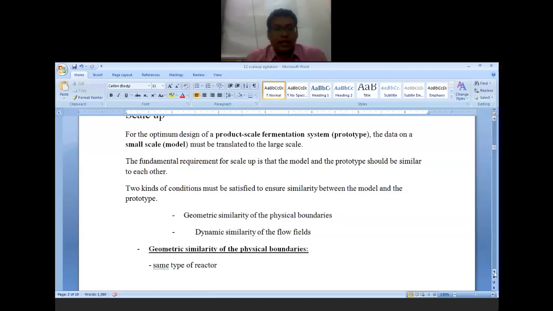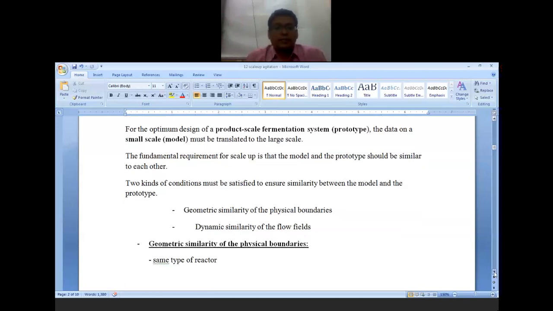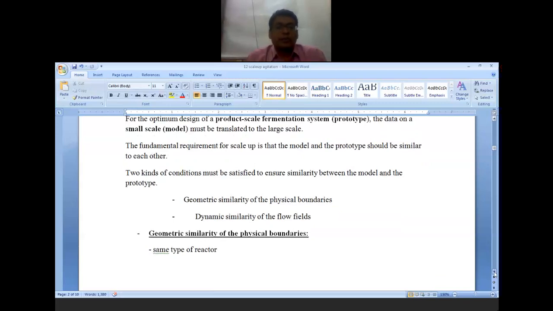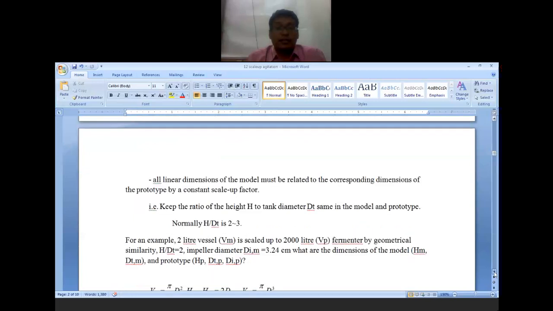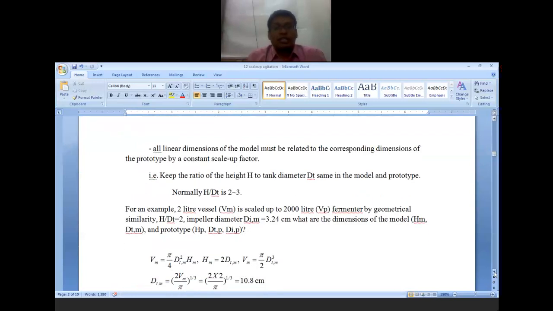And first is the geometric similarity. So this geometric similarity of a physical boundary, the same type of reactor, that is the first condition. All linear dimensions of the model must be related to the corresponding dimensions of a prototype by a constant scale-up factor R. So the dimensions of the model correspond to the prototype dimensions. Then keep the ratio of height H to the tank diameter dt the same in the model and prototype.